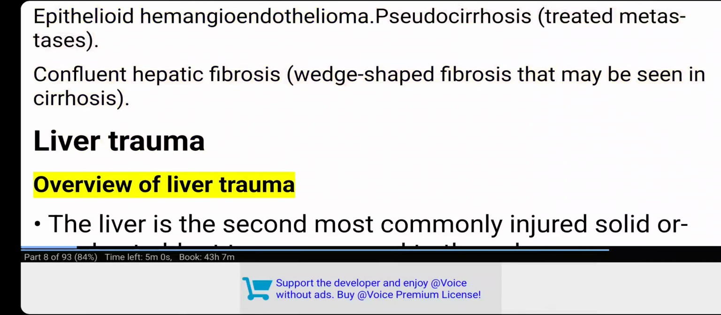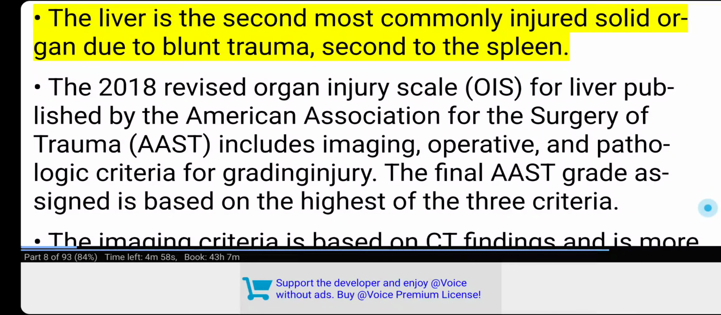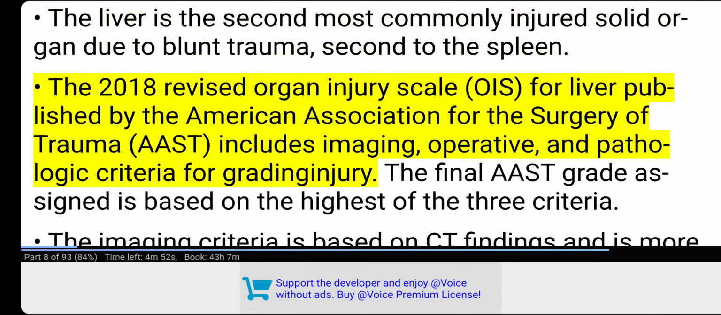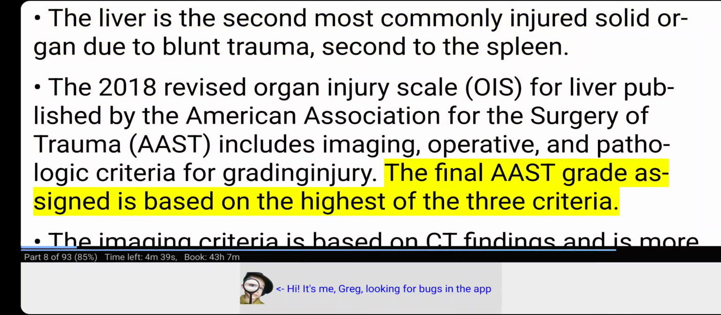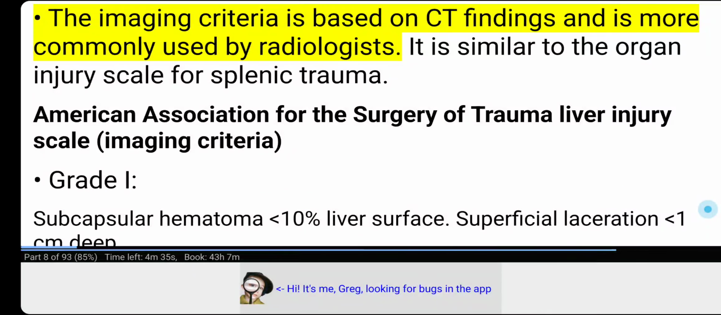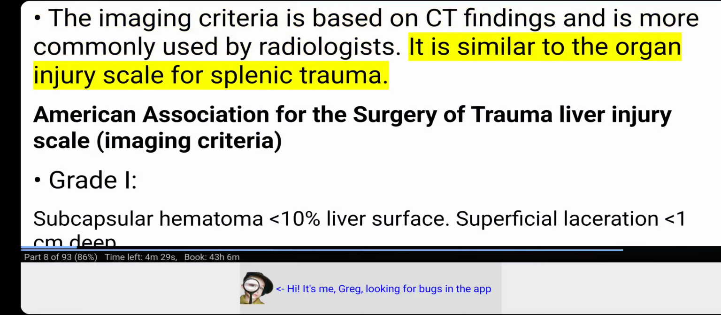Liver trauma. Overview of liver trauma. The liver is the second most commonly injured solid organ due to blunt trauma, second to the spleen. The 2018 Revised Organ Injury Scale (OIS) for liver published by the American Association for the Surgery of Trauma (AAST) includes imaging, operative, and pathologic criteria for grading injury. The final AAST grade assigned is based on the highest of the three criteria. The imaging criteria is based on CT findings and is more commonly used by radiologists. It is similar to the Organ Injury Scale for splenic trauma.